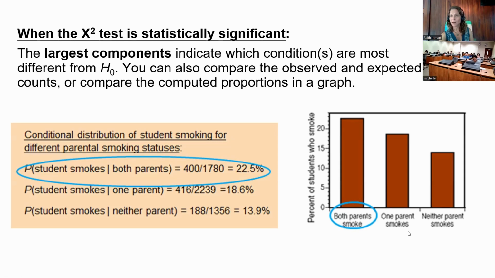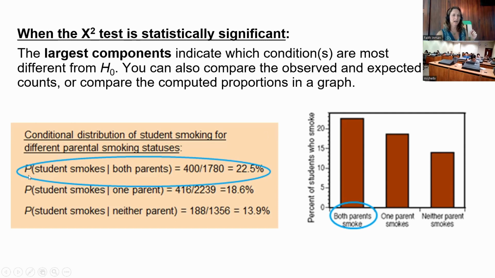Now, when you do have a significant chi-square, again, you want to spend a little time then looking at what's going on with your data. Well, what's different from what? And the largest components often indicate which conditions are most different from the null hypothesis. So you can compare the observed and expected counts or compare the computed proportions in a graph. You can also look at something called the contribution to chi-square, which we don't look at here, I realize, and I should calculate that for you during the lab.